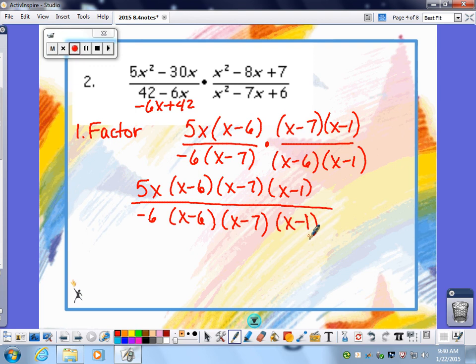You're dividing, right? So this x minus 6 over x minus 6 is 1. Multiplying by 1 is an identity. X minus 7 over x minus 7 is 1. And finally, x minus 1 over x minus 1 is 1. So therefore, our final answer is negative 5x over 6. You never leave a negative symbol in the denominator. You can write it out front, either bring it to the top, or write it in front of your expression.